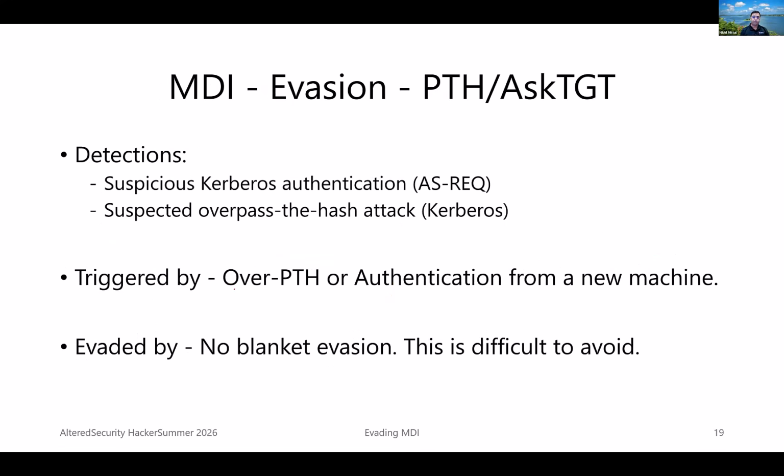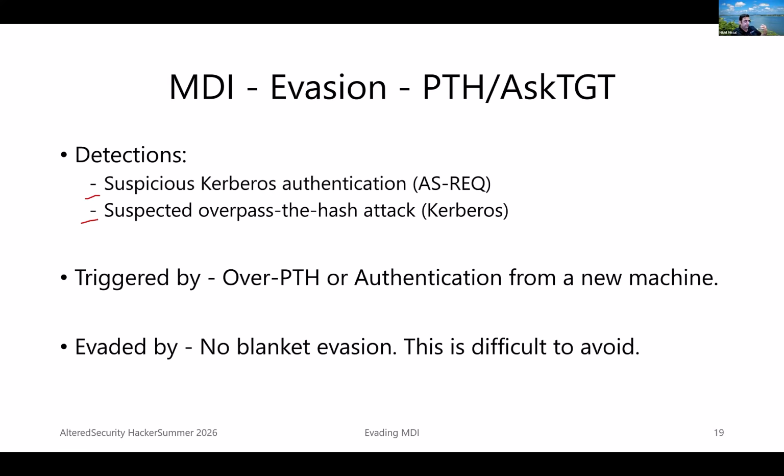Next, overpass the hash, asking for a TGT, that is, replaying credentials. Two detections: suspicious Kerberos authentication, and suspected overpass-the-hash. This is something that is triggered when you use overpass the hash or you authenticate from a new machine, and there is no blanket bypass. This is the one that always defeats me.